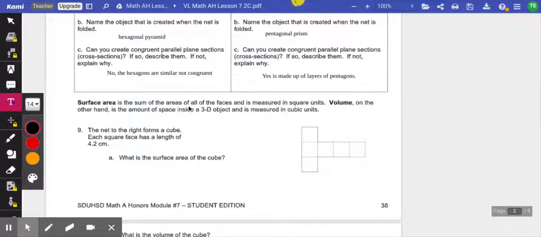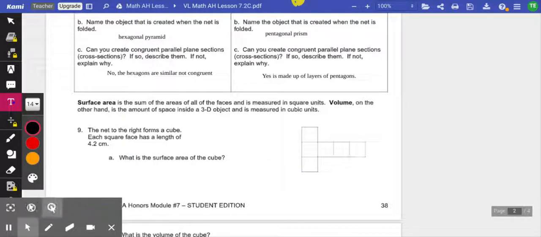Surface area is the sum of the areas of all faces and is measured in square units. Volume, on the other hand, is the amount of space. I hate that. It's the amount of cubes inside a 3D object that is measured in cubic units. Okay, the net to the right forms a cube. Each square face has a length of 4.2. What is the surface area of the cube?